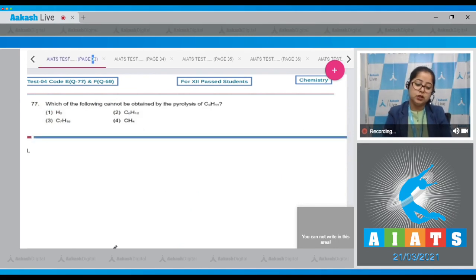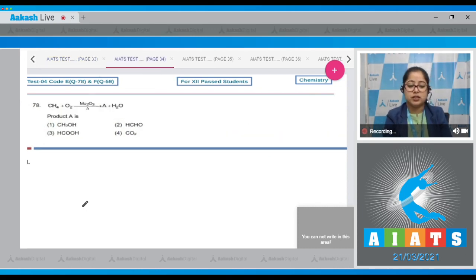Moving to the next question, which is 77. Let's read it. Which of the following cannot be obtained by the pyrolysis of C6H14? Students, this is a very important reaction. We all know that pyrolysis decomposes higher alkanes into lower alkanes, alkenes, etc. Higher alkane will not be produced. So here, if C6 is decomposed, then a hydrocarbon with 7 carbon atoms will not be formed. As a result, the correct answer is option number 3.